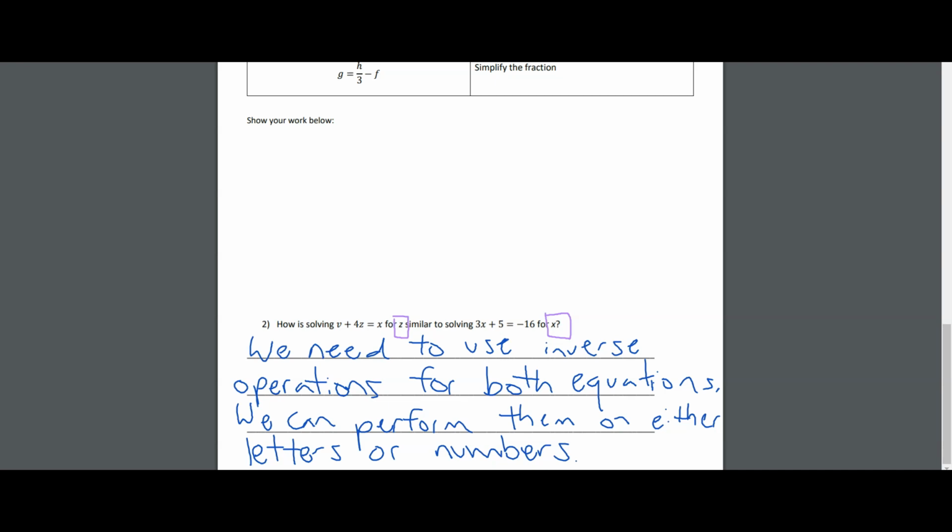Don't let that make you think this equation is going to be harder. I need to do anything different. Just think about, okay, I need to move this term, regardless of whether this term's a letter or a number. What inverse operation do I need to use to move it to the other side or to simplify it?